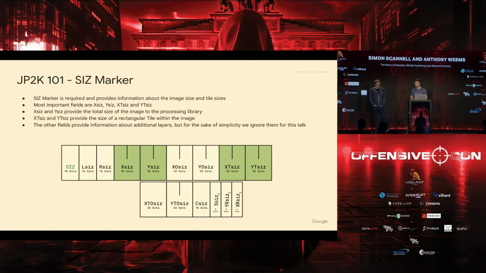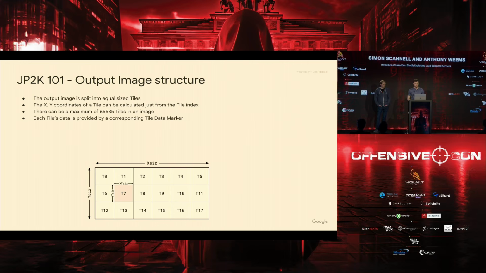Another very important marker that we can't skip over is the size segment marker, which provides information about the size of the output image, so the raw decoded image, how large it is. And for that, we have the highlighted X size and the Y size field, so that's a simple XY coordinate. And then we have the XT and YT size, and these are the sizes of tiles within the output image. So the output image is decoded in equally sized tiles, and we can see the structure here where you tell how many, what is the size of one tile, and then it's divided. And then the coordinates of a single tile can be calculated just from the index alone of a tile.